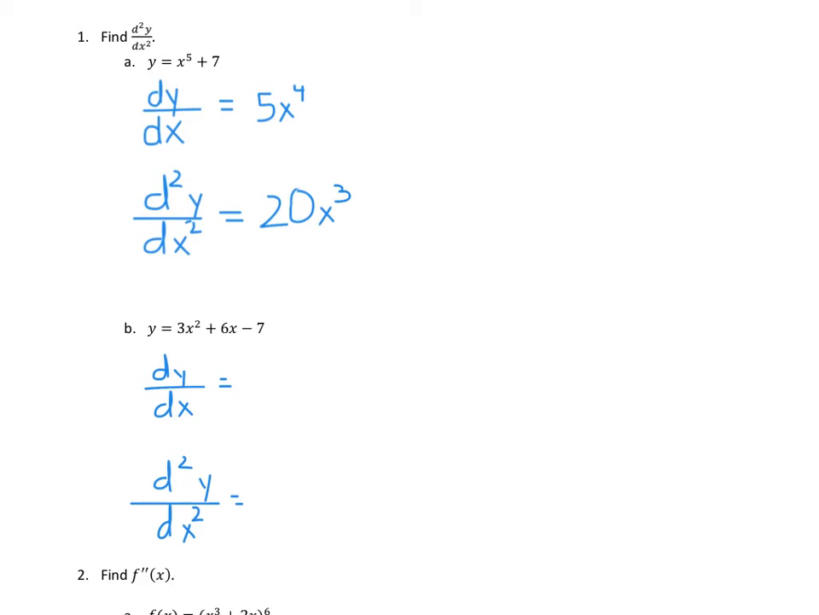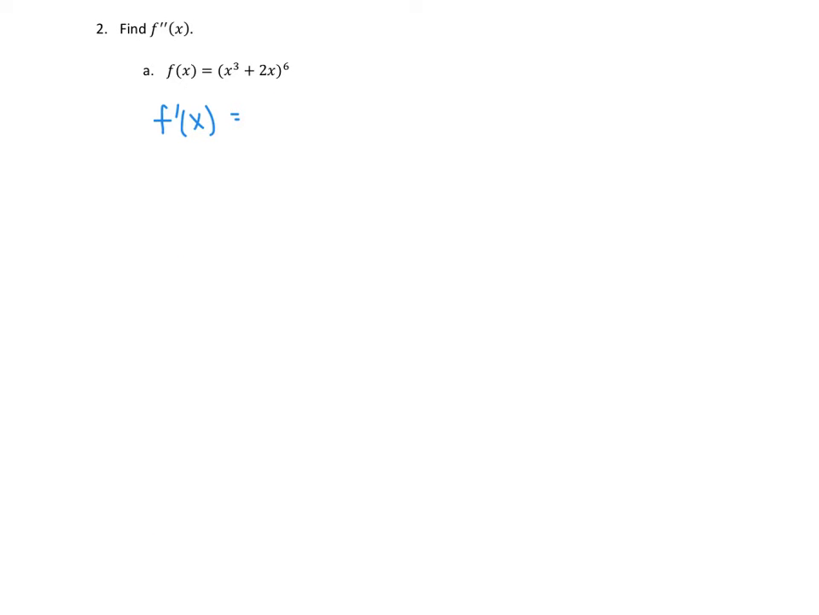For part B, we have y equals 3x squared plus 6x minus 7. To find the second derivative, we begin by taking the first derivative, dy dx. So using the power rule, we have 6x plus 6 is the first derivative. Now take the derivative of that to find the second derivative, and we have that the second derivative is just 6.